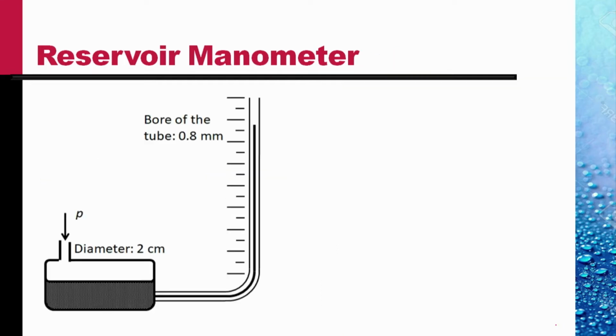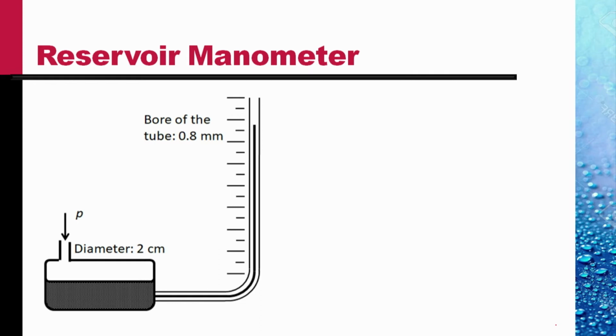In all these applications, typically we'll have to make two measurements of levels, and then the pressure is related to the difference between the two levels. Sometimes we use a reservoir with a much larger cross-sectional area, and the resulting reservoir manometer is as shown. There's a fluid in a very large cross-sectional area reservoir to which a pressure P is applied. Because of this pressure P, the fluid contained within the reservoir rises up a thin capillary.